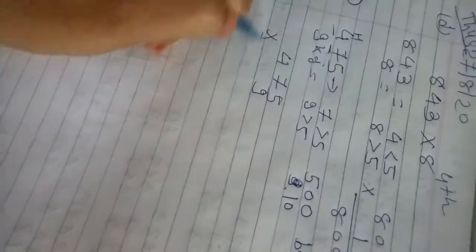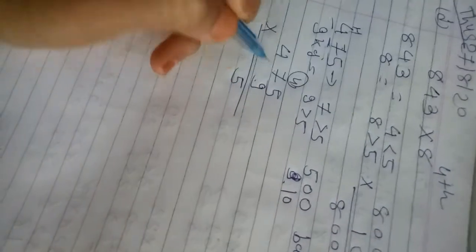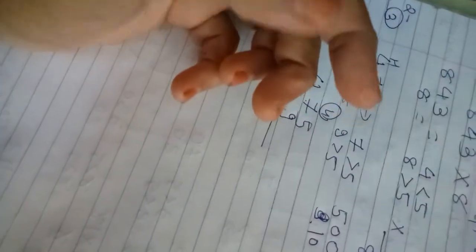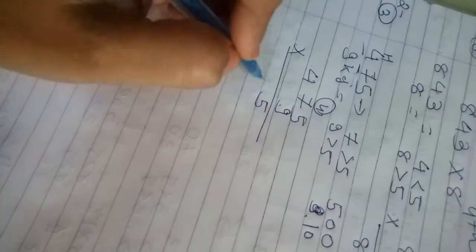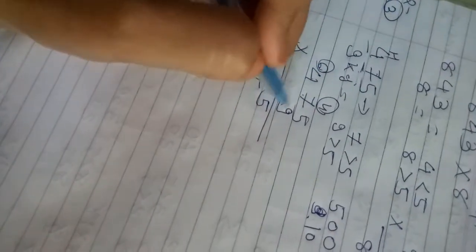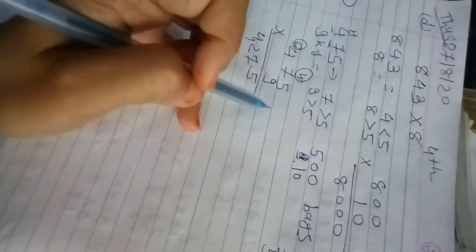Now we also have to find out the actual value. So 475 with 9: 9 fives are 45, carry forward 4, 9 sevens are 63 plus 4, 64, 65, 66, 67, carry forward 6, 9 fours are 36 plus 6, 42. You get this answer 4275. Here we get the estimate 5000. This is not right, we have to check.